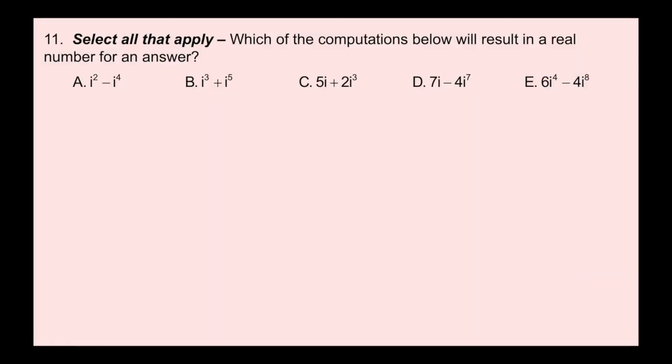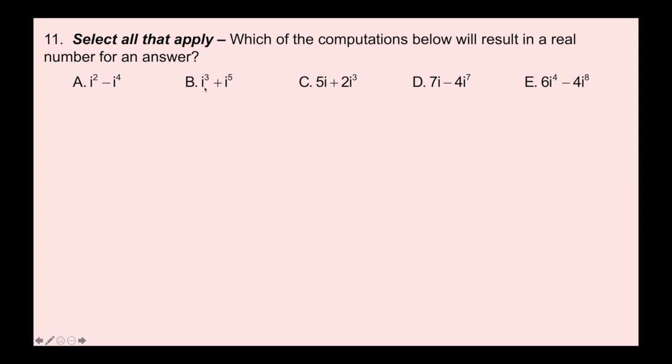So number 11 is a select all that applies. So we can get multiple answers here. Which of the computations below will result in a real number for an answer? So I'm looking at A. I've got i squared, which is going to turn into negative 1. Then I've got minus i to the 4th, which turns into a positive 1. Since I have no i's left here, I know that A is going to work.